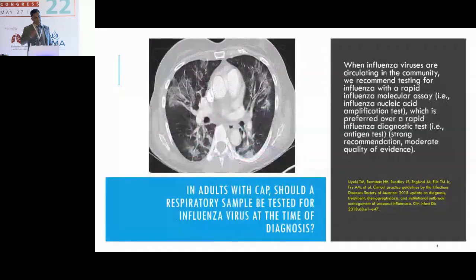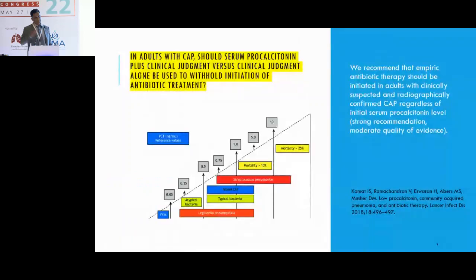Here you can see a strong recommendation, with moderate quality of evidence, to check for influenza antigen by molecular assay in suspected cases. Then PCT: should we go for PCT and then start treatment? No, we don't wait for procalcitonin to start treatment. Based on X-ray diagnosis of pneumonia, we start according to our guidelines, because the guideline is supposed to be different for each country.